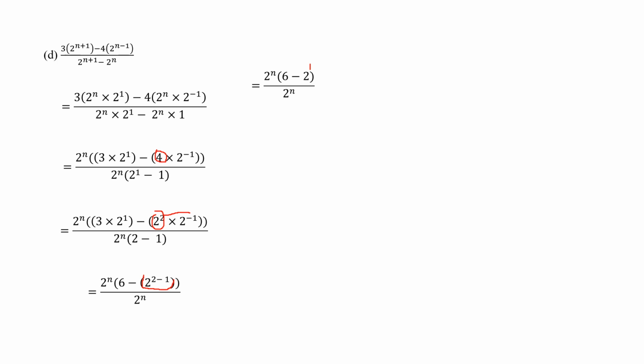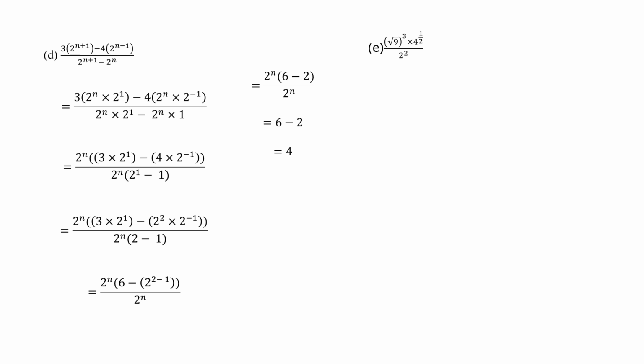So the 2 power n cancels out to have 6 minus 2, and finally we get the answer as a 4. Our next part E is right there: the square root of 9 in brackets power 3, times the 4 power half, divided by 2 squared.